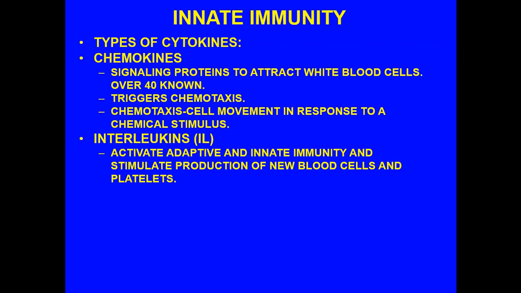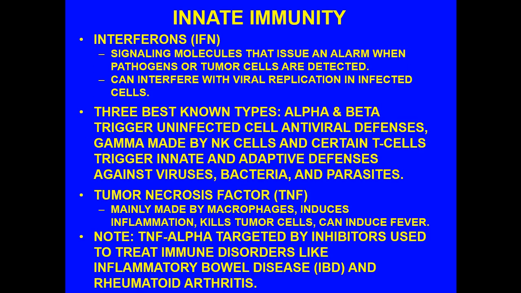As I said to you before, chemokines, there's a lot of them. The basic points are, these are signaling proteins. They attract white blood cells to, let's say, the site of infection. They'll trigger chemotaxis, in other words, basically cell movements in response to a chemical stimulus. If the stimulus is positive, the cells move toward the stimulus, to the chemical. Interleukins, they activate adaptive and innate responses. They also will stimulate new blood cells and platelets. Interferons, they are signaling molecules.